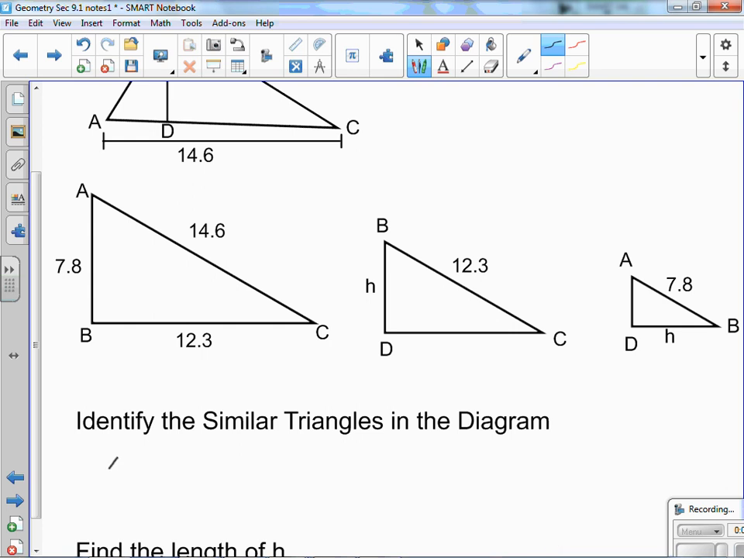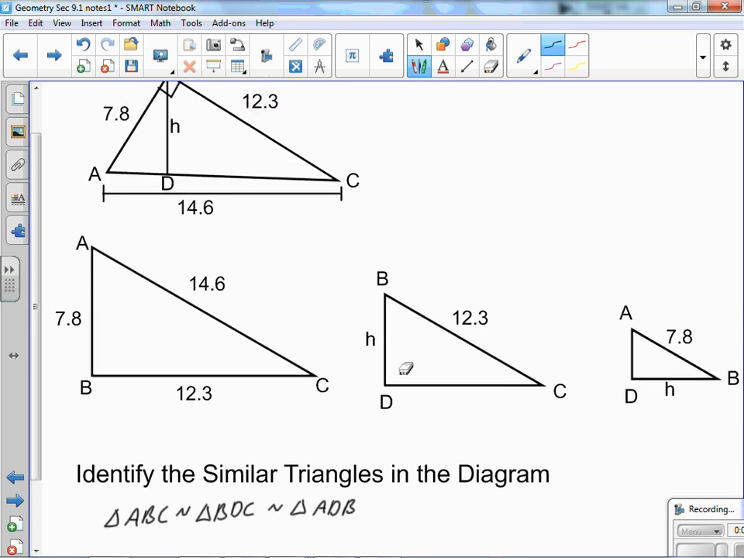So we've got triangle ABC, which is similar to triangle BDC, which is similar to triangle ADB. Plus, when we draw them out like this and we have them all in the same representation as far as the way they're sitting, it's a little easier to see how those letters compare to each other.